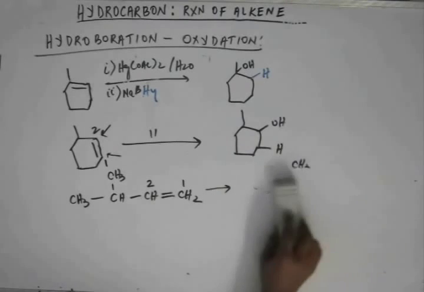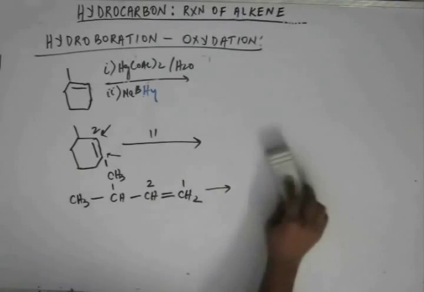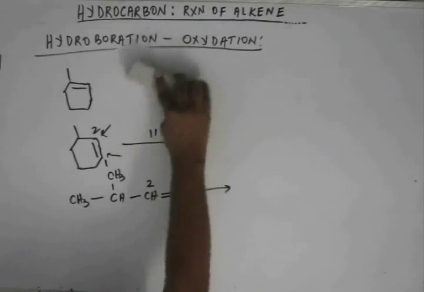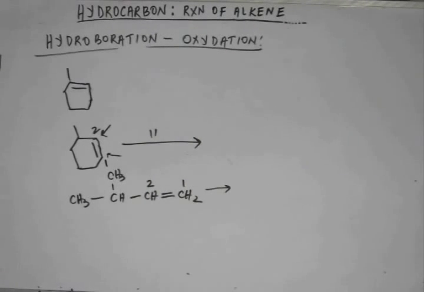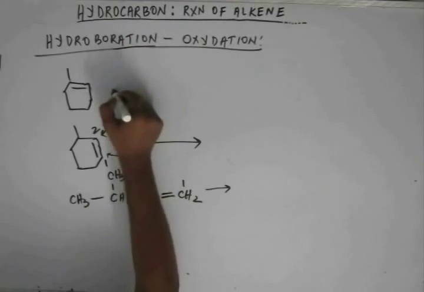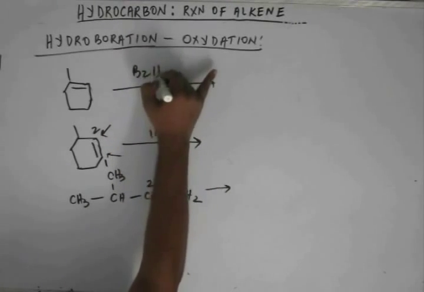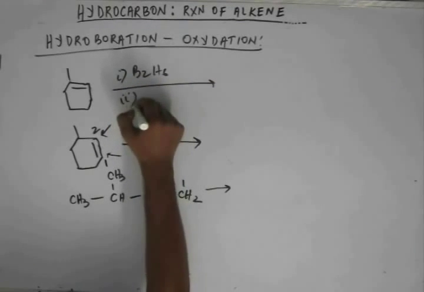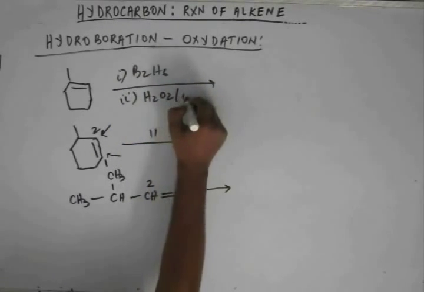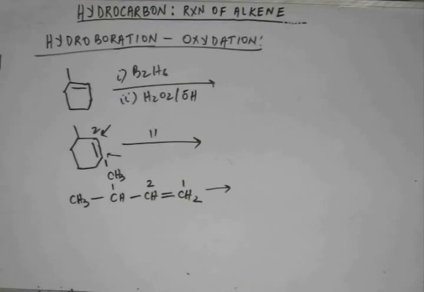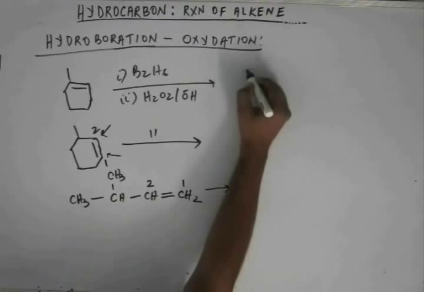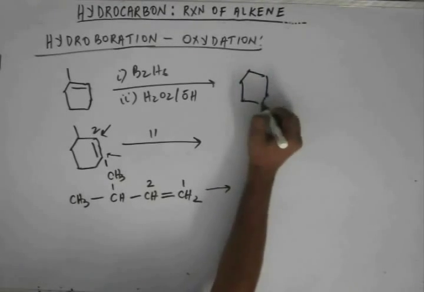Right? If we take the same substrate and we carry out hydroboration oxidation this time, if we take B2H6 first and then hydrogen peroxide in basic medium, now this time this is anti-Markovnikov addition without rearrangement. That is, OH will go on the carbon which is least substituted or which has less hindrance. So this is pretty handy, simple, easy, trivial.